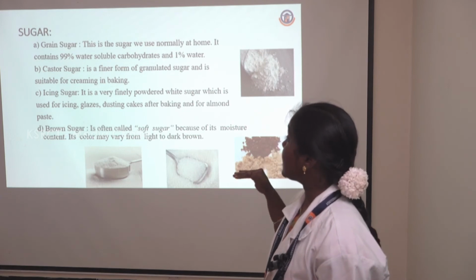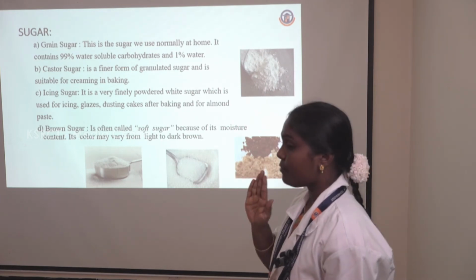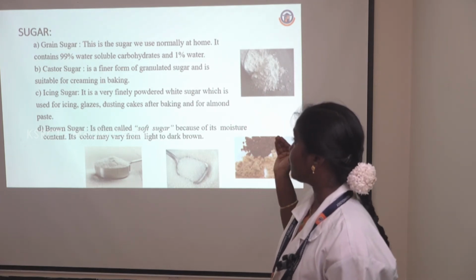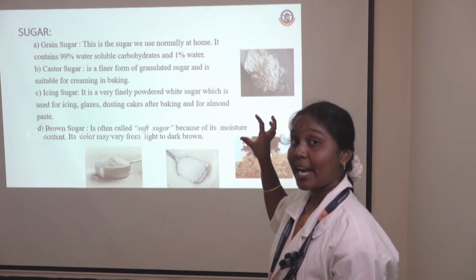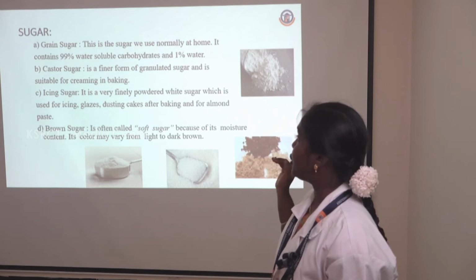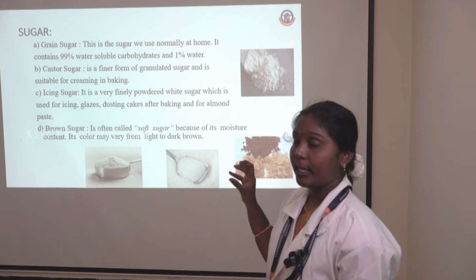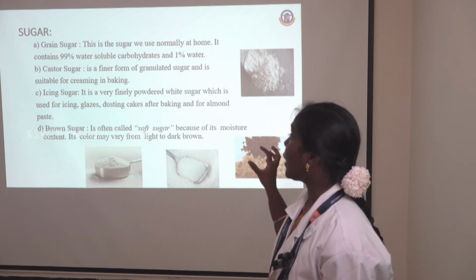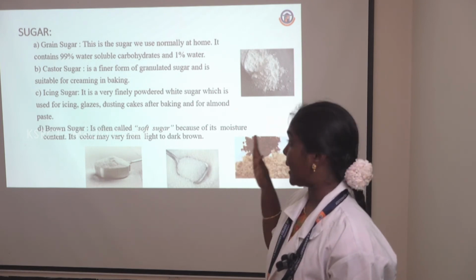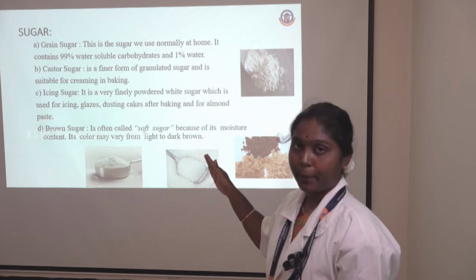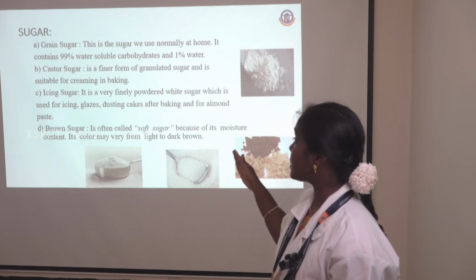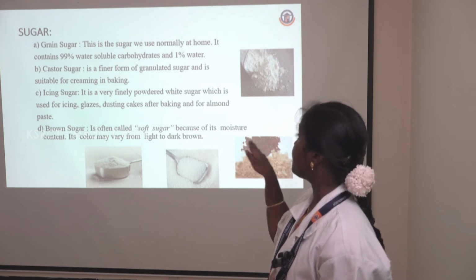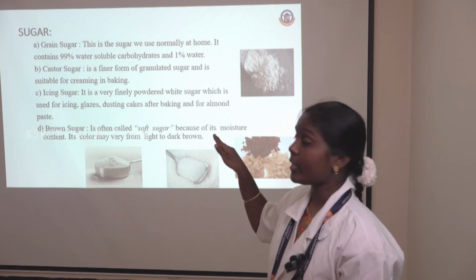Next one is icing sugar. It's very fine compared to castor sugar, which is granulated. Icing sugar is very fine in nature, a powder formation. It's mostly used for the icing process in cake preparation, and also for frosting on the cake. For this purpose we can use icing sugar.